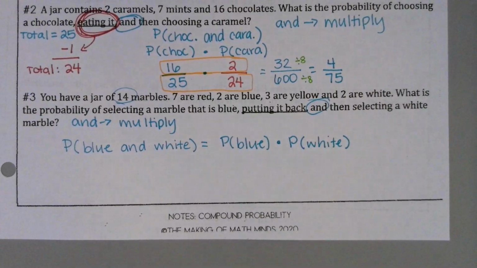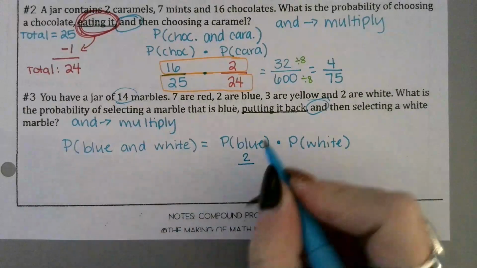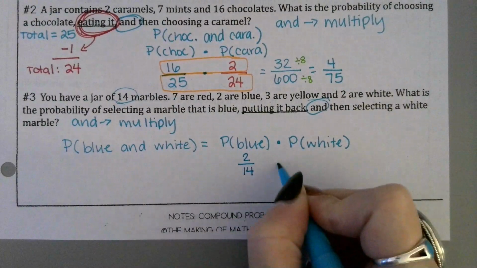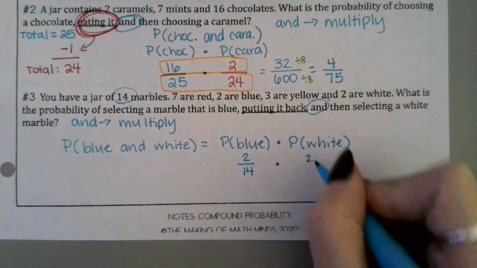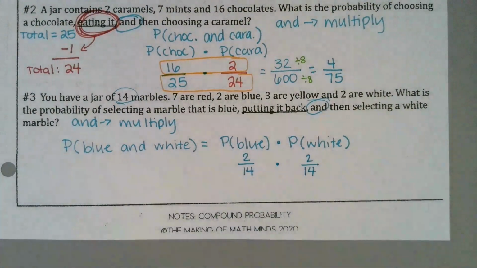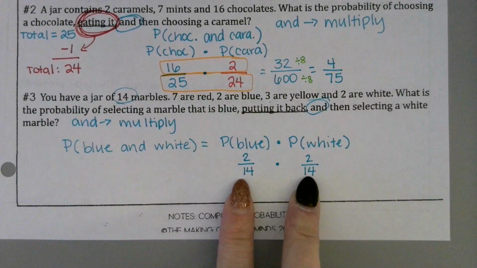What is the probability of picking a blue marble? 2 out of 14. And what is the probability of picking a white marble? 2 out of 14. We put the marbles back, so we keep the total the same. Now, I'm going to call Kobe, because this is a thing we did a while ago. I can multiply straight across and then reduce my fractions, right?